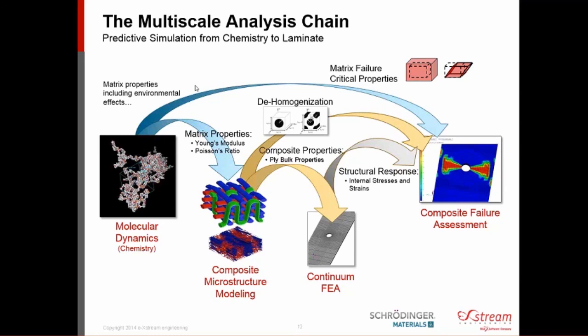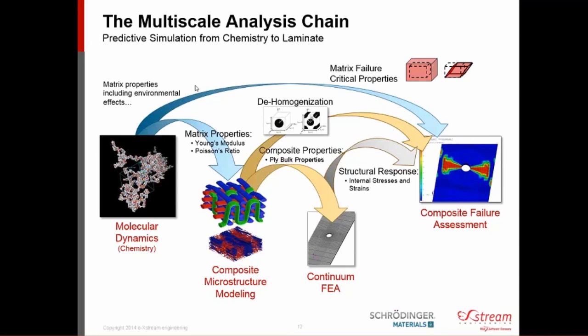Those properties in this hierarchical structure are fairly compact. The things that come out of MD represent just a handful of numbers that can then be handed over to the microstructure modeling piece, such as done in Digimat, where we can build up the structure from the geometry of the microstructure. You do have to get fiber properties, but those are typically available from other systems.